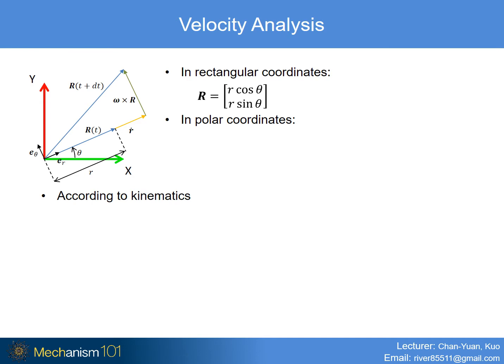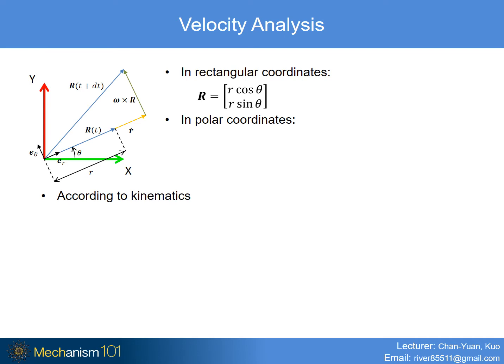In a previous lecture, we have learned how to do displacement analysis using vector method. In this lecture, we will continue with velocity analysis. First of all, let's talk about the goal of velocity analysis. The goal of velocity analysis is to determine the velocity of a particular point on a rigid body.